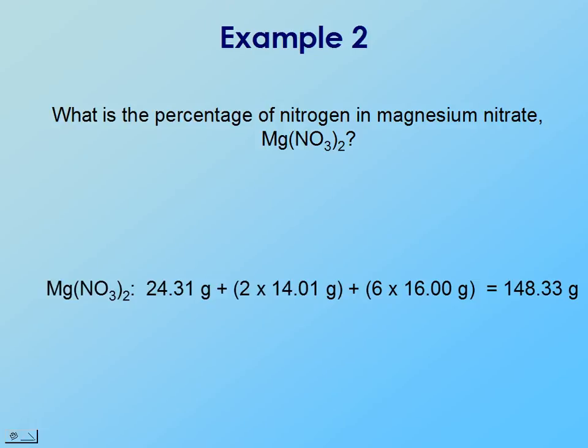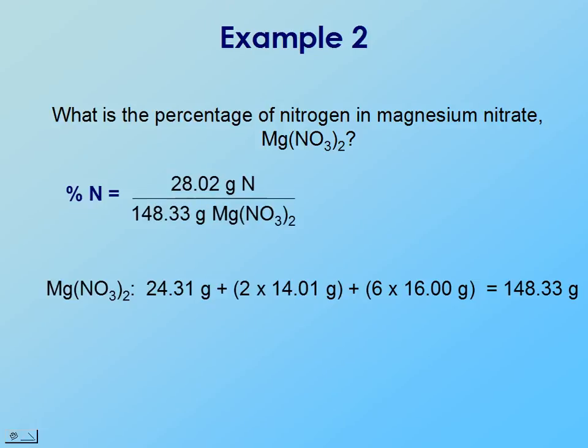I want the part that's just nitrogen to be on top, so I need 2 nitrogens in the numerator, 28.02 grams. And I want the 148.33 to be in the denominator, because I want it over the whole compound. When I make that into a percentage, I multiply it by 100. The grams cancel out. Numerator and denominator are both the same, so that's why you don't see any units in a percentage other than just the percent sign. Again, I said we're going to round this to 1 decimal place, so that's why I said 18.9.